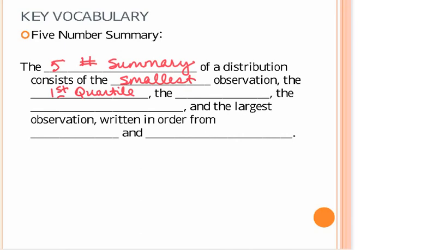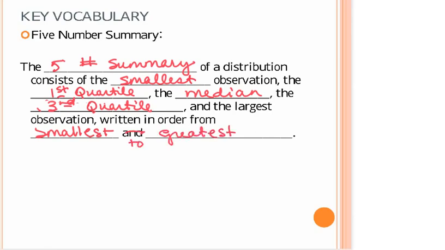The median, the third quartile. Ugh, what am I doing? I'm just really getting tired. The third quartile and the largest observation, written in order from smallest to greatest. So it looks something like this in shorthand: the minimum, quartile 1, median, quartile 3, and the max.